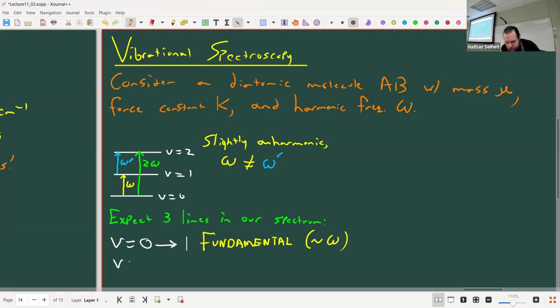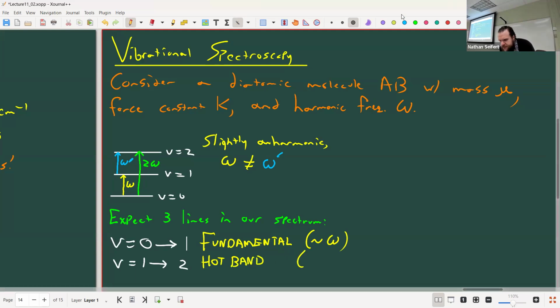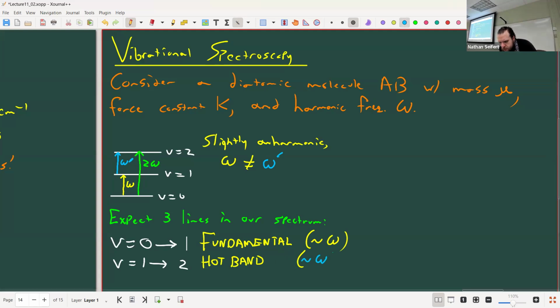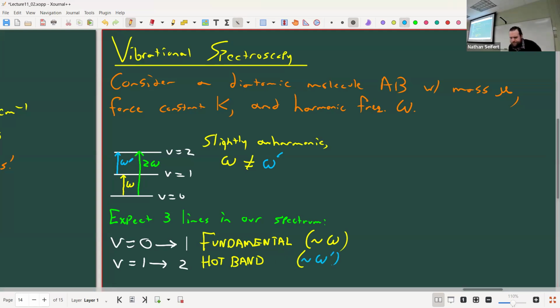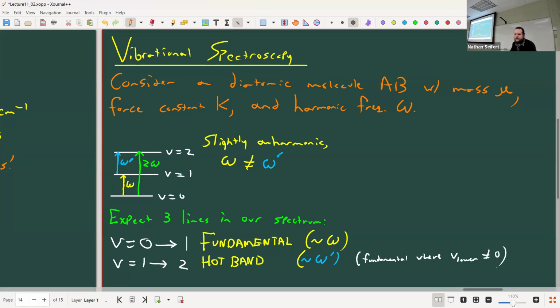And then we have the V equals 1 to 2 transition. That's going to be at a slightly different frequency. This is what's called a hot band, and this is at approximately omega prime, which is close to omega, but a little different. A hot band is a fundamental where the lower state V is not equal to 0. So it's a 1 photon transition, but it comes from an excited state. It's excited from an excited state.